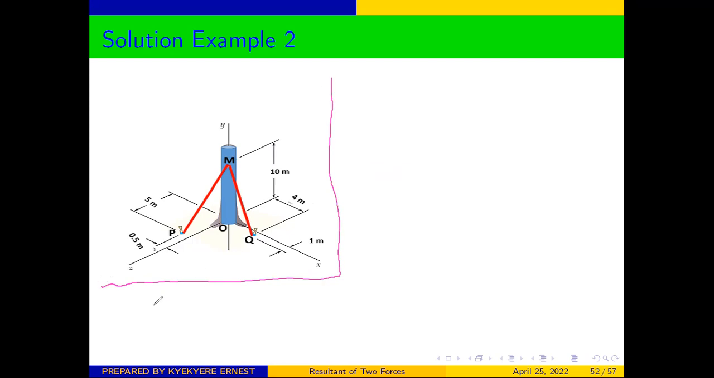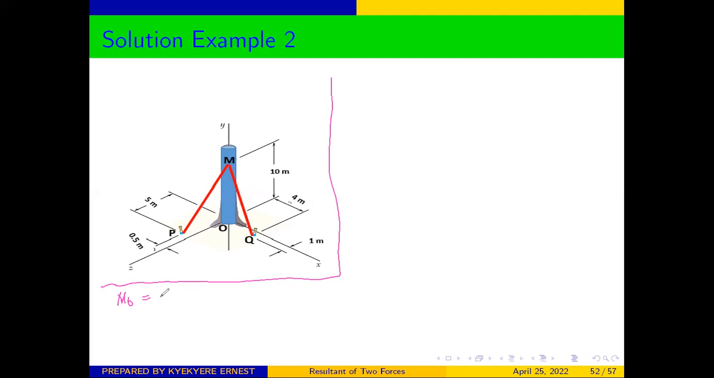First of all, we know the moment of a force. Take note that in this case, our diagram is a three-dimensional object. So I advise that anytime you are given a three-dimensional object, do not use the scalar approach. Rather, I would prefer you use the vector approach.